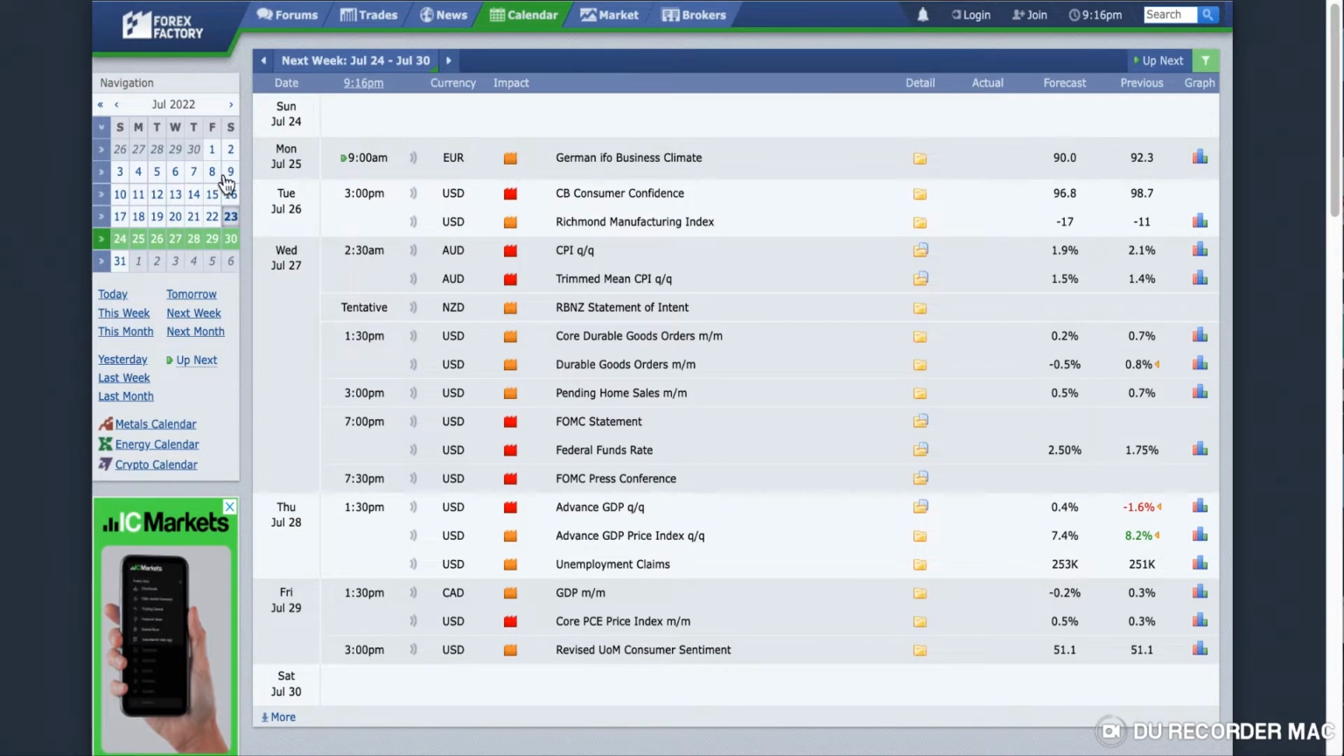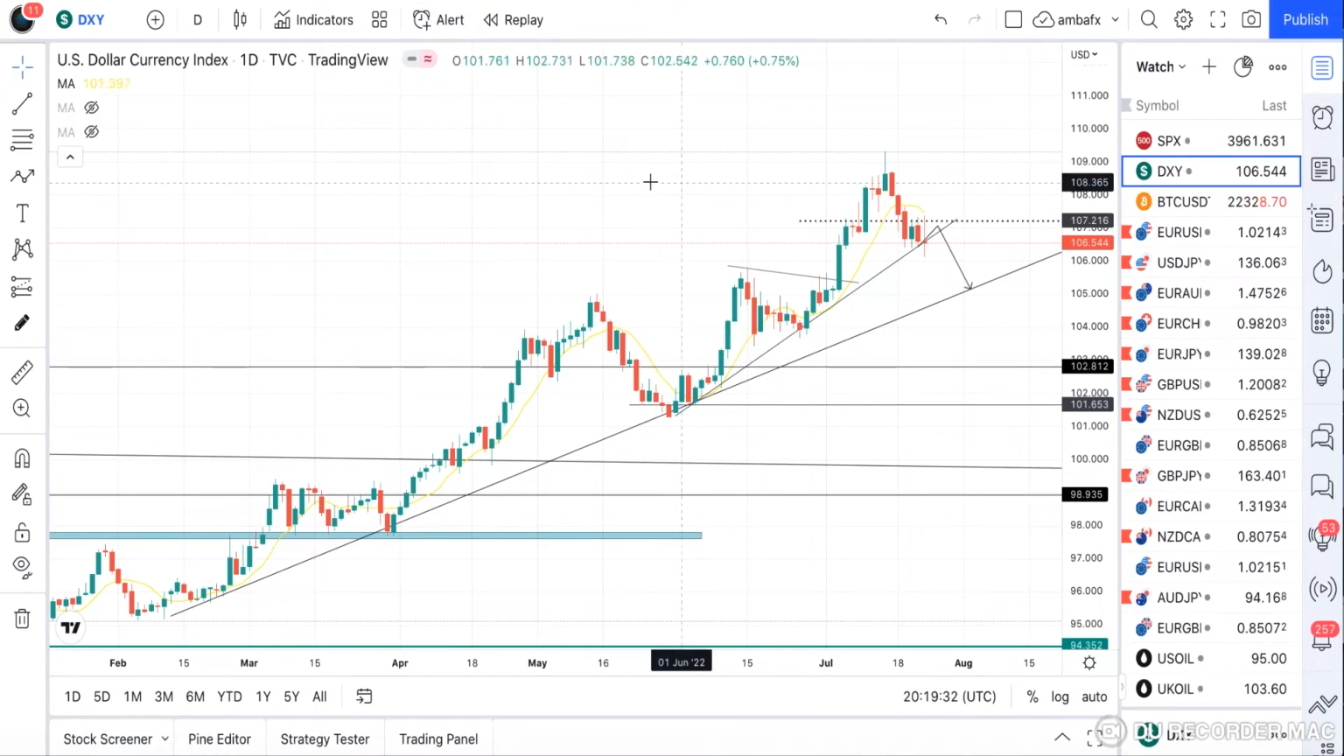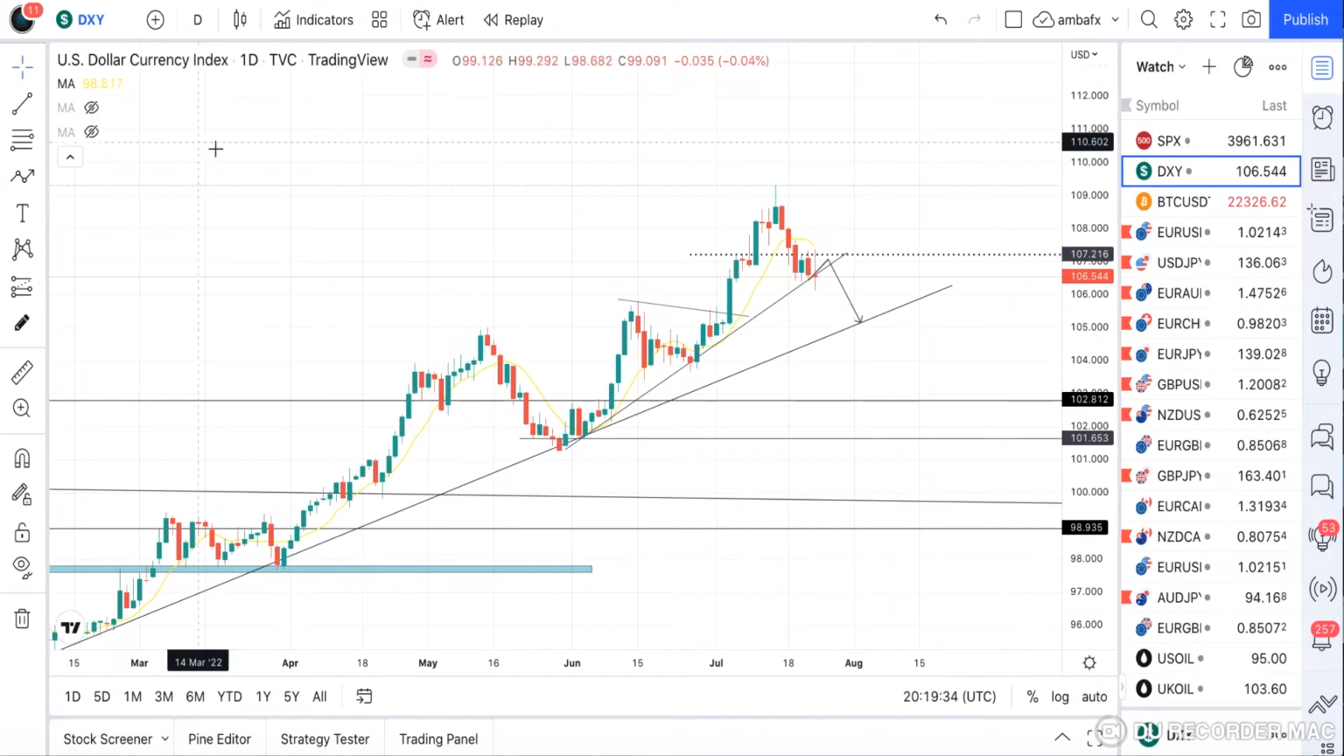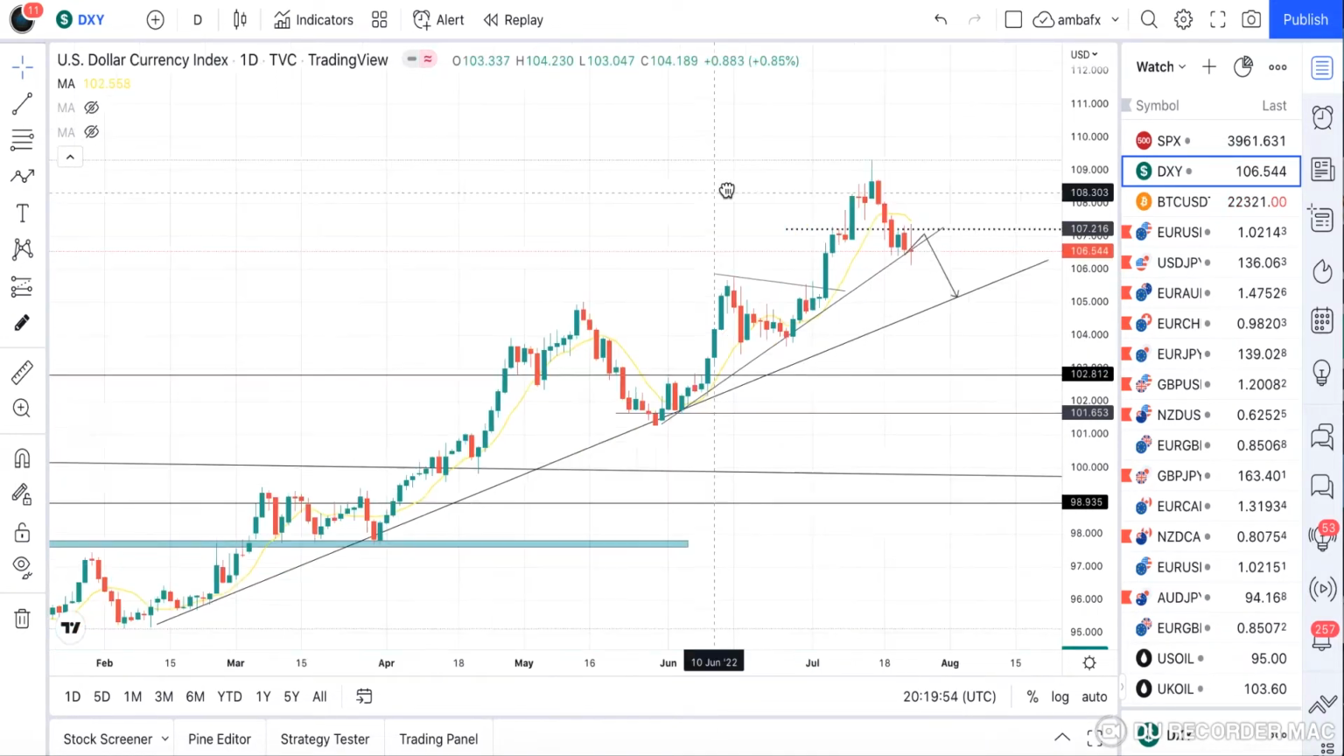So let's go to the actual chart and see what we have on ground. This is the US dollar index. We see a sharp decline after it went to the all-time high at 109.254. So we see a sharp 5 to 6 day decline. 1, 2, 3, 4, 5, 6. That's a 6-day decline.